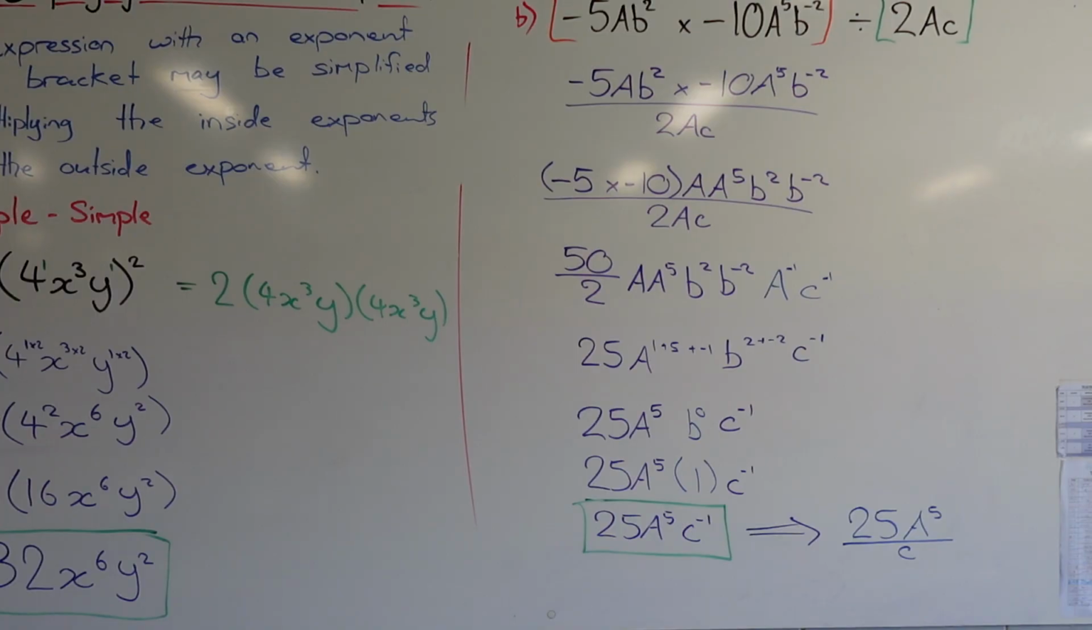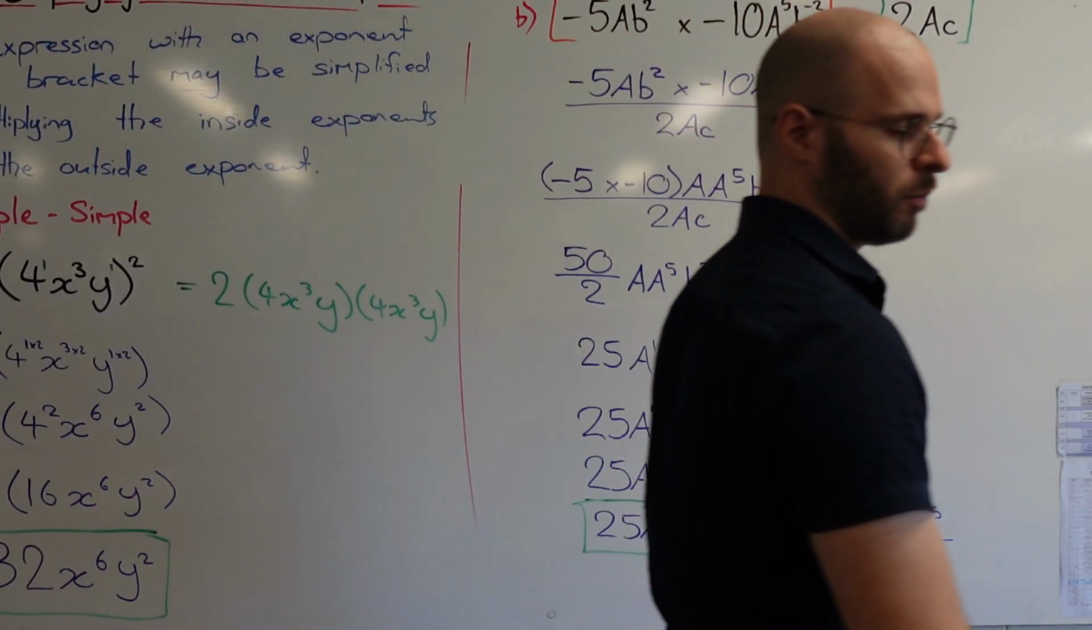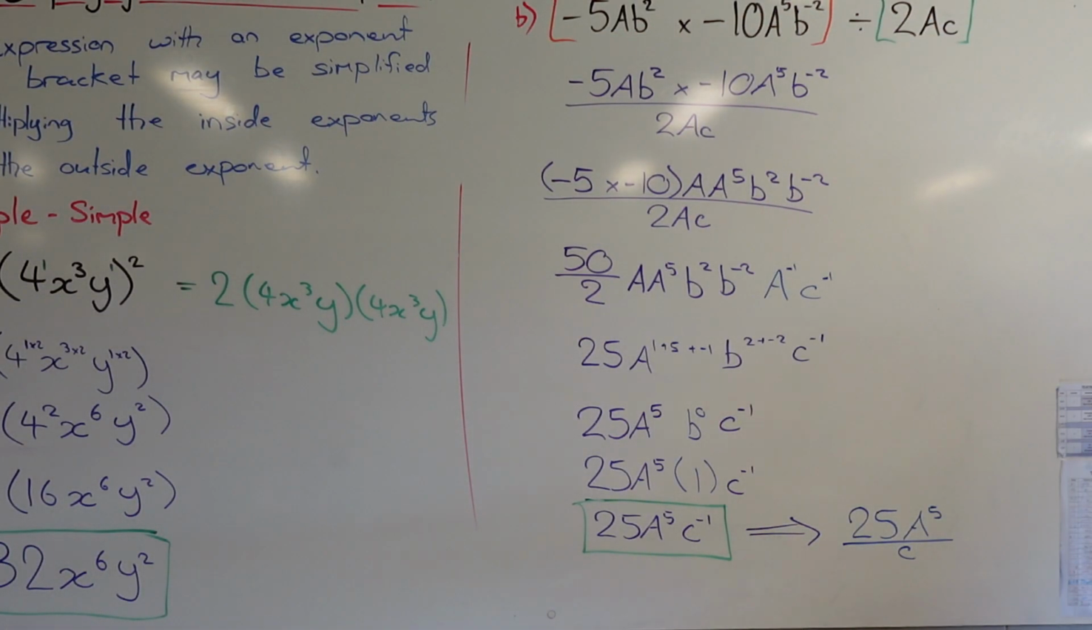Are there any questions? So the rule is, whenever we see an exponent on the bracket, we multiply every exponent inside the bracket by the exponent outside. So 4 times 2, 3 times 2, 1 times 2. Anything outside the bracket, leave it alone for now. BEDMAS tells us brackets first. Anything outside, leave it till the end. Wait till the brackets are gone.